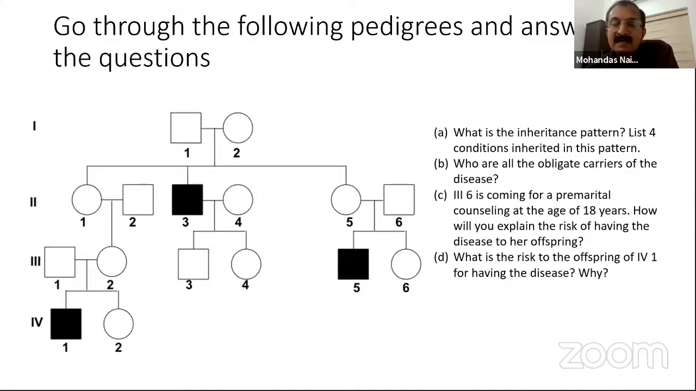Then the obligate carriers means even without testing the carrier status, you can say this particular female is a carrier. So if a female has two affected children, obviously she will be an obligate carrier. Similarly, if a female is having an affected son and an affected brother or uncle, again she will be an obligate carrier.